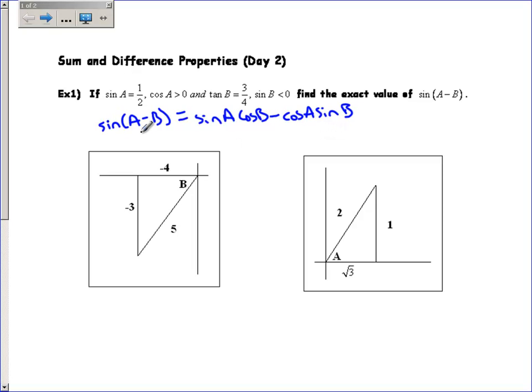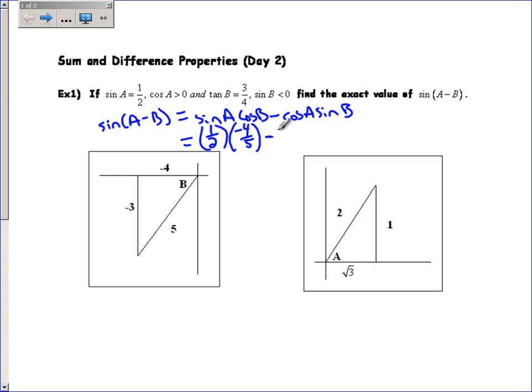I want you to keep in mind that A minus B is a different angle, and I'm not even going to deal with that angle, and I probably wouldn't even be able to label those sides, but I can use angle A and B from this formula to calculate this. So let's see, the sine of A, well, that's given to me, 1/2. The cosine of B is not given to me, but since we've drawn the triangle, we can find the cosine of B, and that is -4/5.